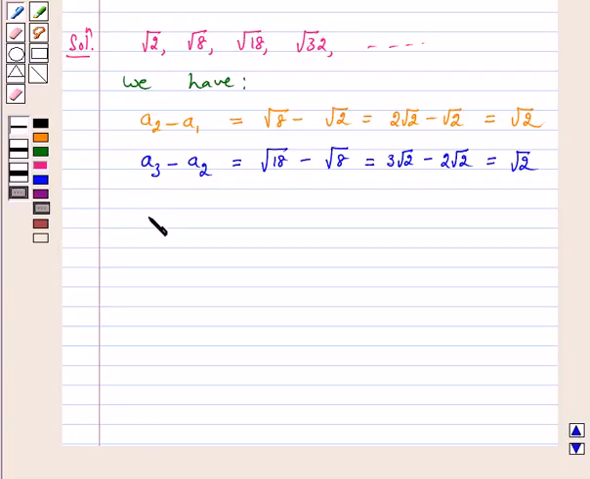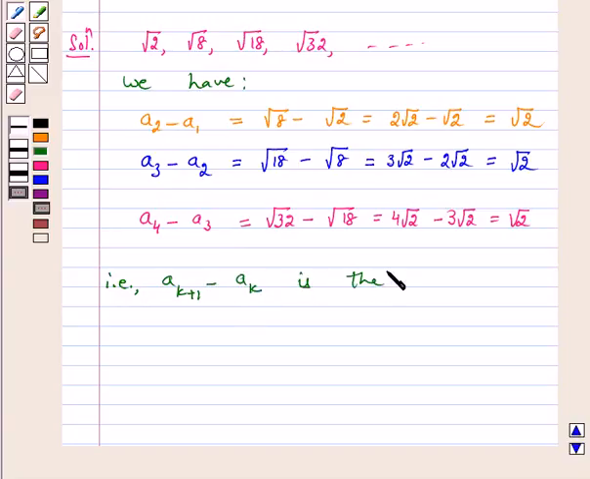Now a4 minus a3 is equal to root 32 minus root 18. Root 32 is 4 root 2 minus root 18 which is 3 root 2. This is equal to root 2. We find that a2 minus a1 is equal to a3 minus a2, which is again equal to a4 minus a3. That is, a(k+1) minus a(k) is the same every time.